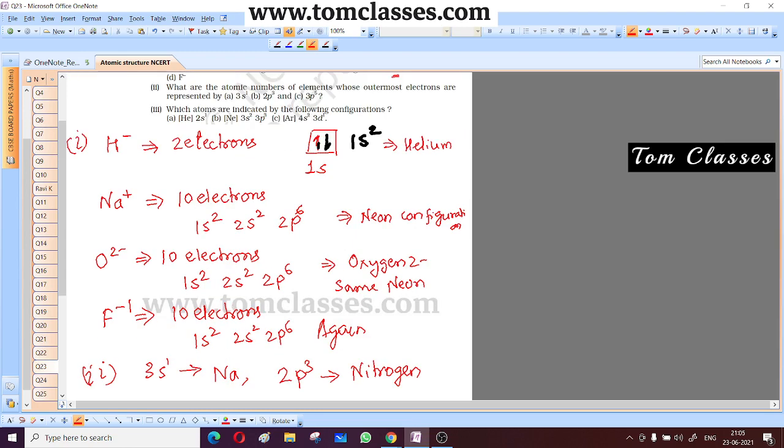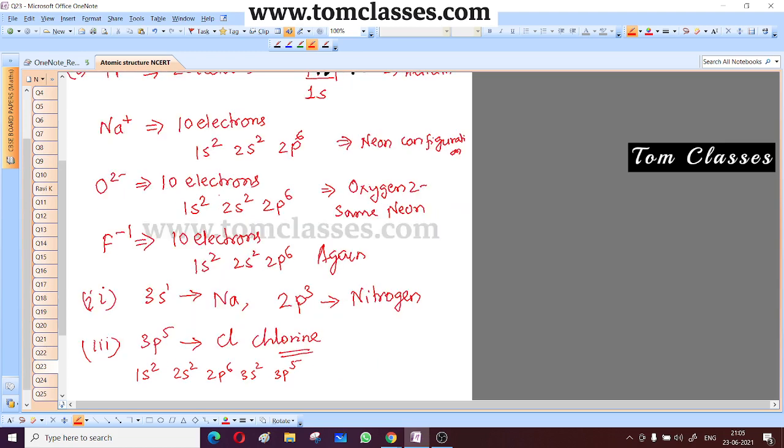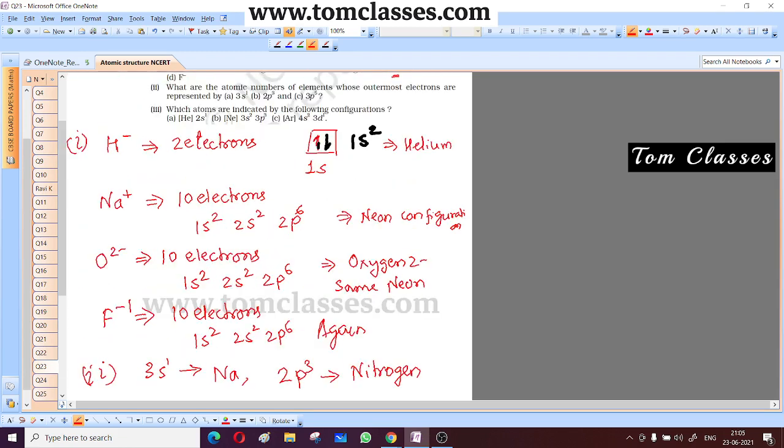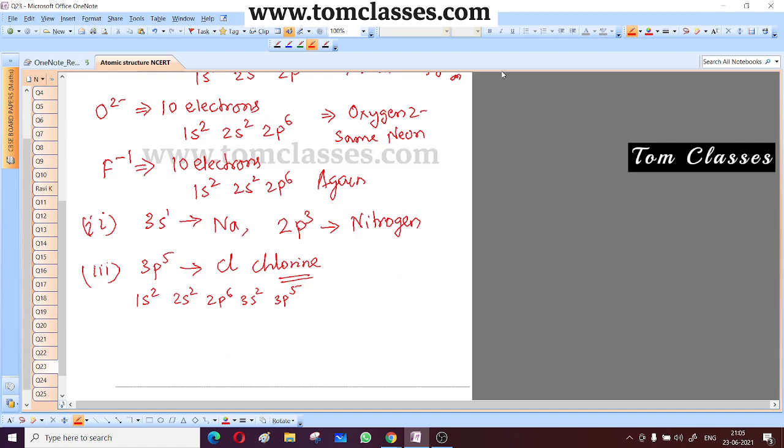Now the third bit: which atoms are indicated by the following configurations? Helium 2s1, right? Which is this element? That is lithium, right? So that is going to be lithium.